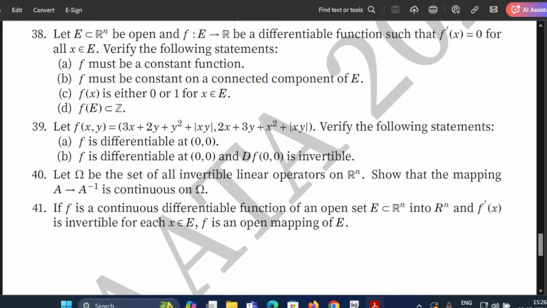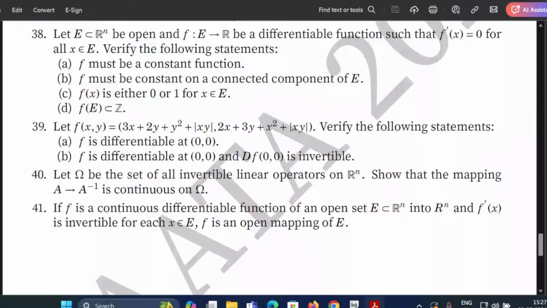Suppose we assume that it is not equal to 0, that there is a point A where f of A is not equal to 0. Then we can consider the open intervals: minus infinity to f of A is one interval, and f of A to infinity is the other open interval. These two are open sets, and since the function is differentiable, hence continuous, the inverse image will again be open.